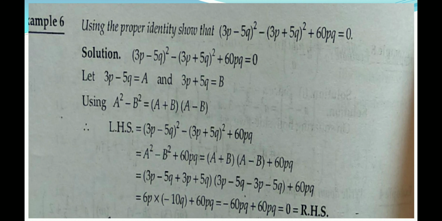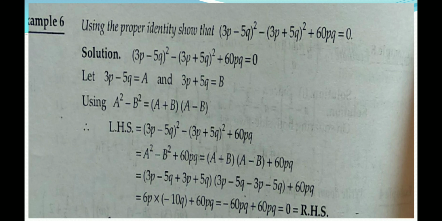Left hand side, let us solve. (3p minus 5q) whole square minus (3p plus 5q) whole square plus 60pq. That is a square minus b square plus 60pq, equal to (a plus b) into (a minus b) plus 60pq. So we assumed that a is 3p minus 5q and b is 3p plus 5q. So (3p minus 5q plus 3p plus 5q) into (3p minus 5q minus 3p minus 5q) plus 60pq. So we get 6p into minus 10q plus 60pq.